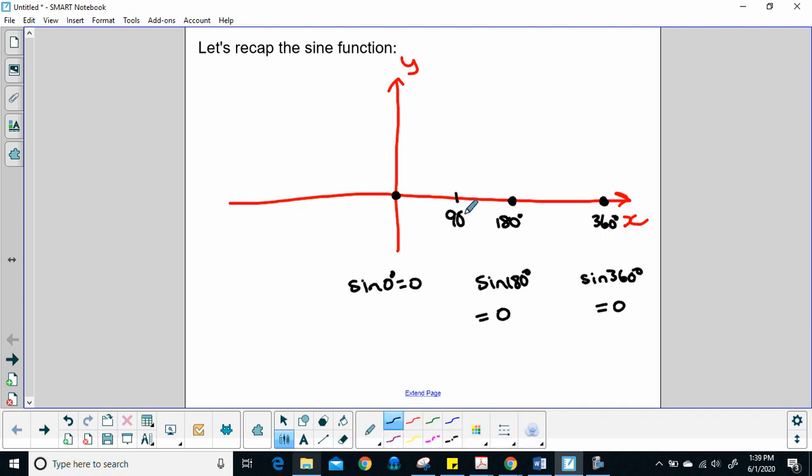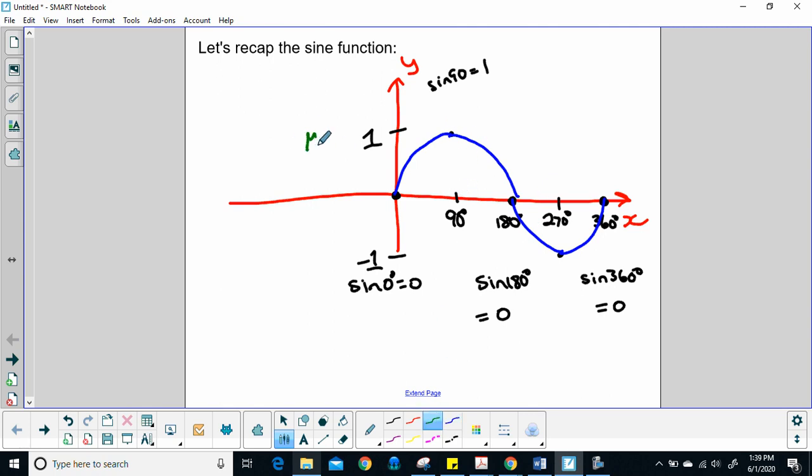So at 90 degrees, we end up with a value of 1. So sine of 90, type it in, equals 1. And split these guys in half, so at 270 degrees, I get a sine value of -1. So my curve connects my maximum to my 0, and my 0 to my minimum, all the way up. And yeah, that's not really to scale, but that's okay, gets the point across.